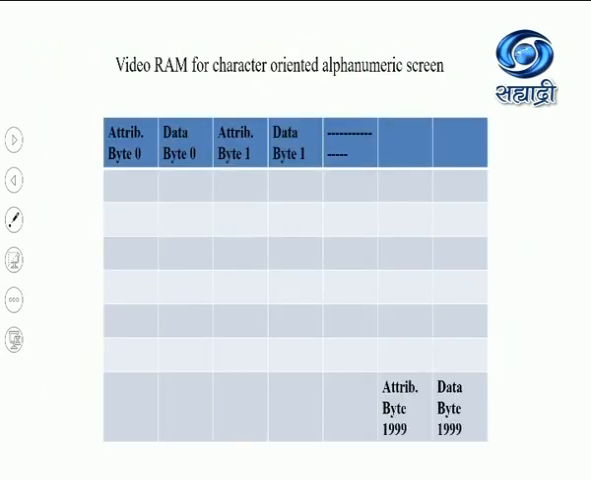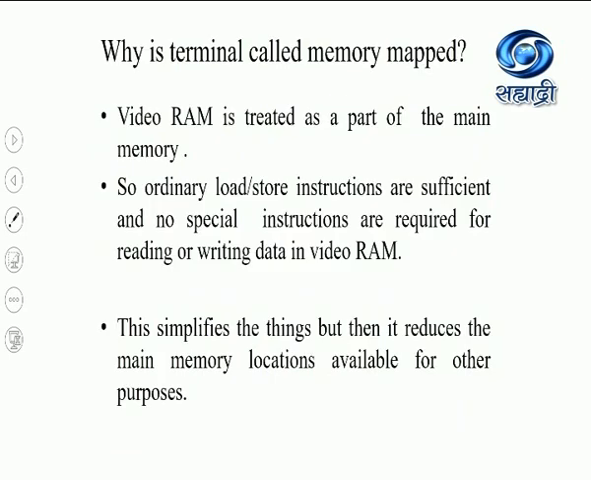You can see in the diagram, this is just a diagrammatic representation of video RAM of a character-oriented alphanumeric screen. Attribute byte 0, data byte 0. Attribute byte 1, data byte 1. And so on, attribute byte 1999 and data byte 1999. So total 2000 attribute bytes are there and 2000 data bytes are there.